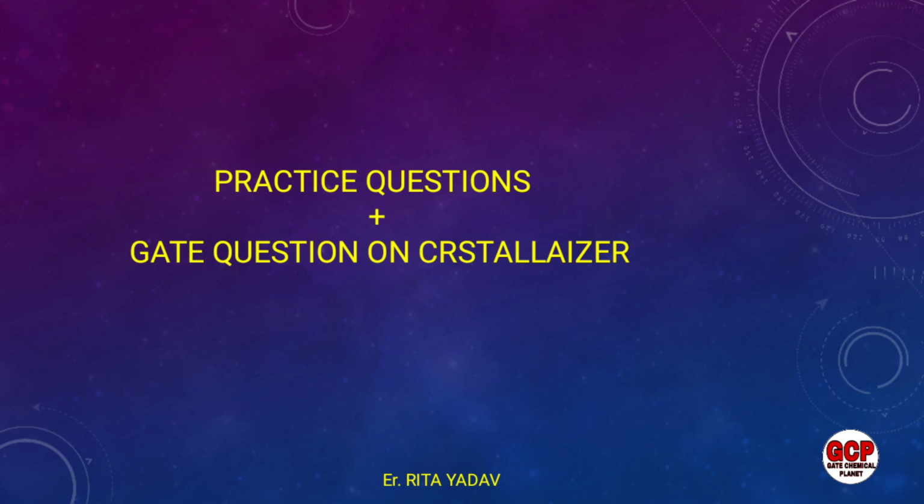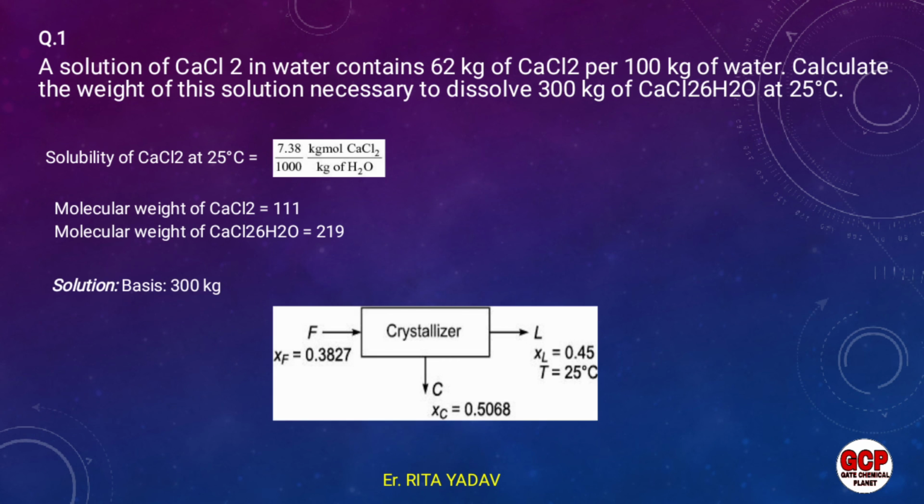Now we will see the practice questions plus the GATE questions based on this concept I explained on crystallizer. The first question is: a solution of calcium chloride, CaCl2, in water contains 62 kilograms of calcium chloride per 100 kilograms of water. Calculate the weight of this solution necessary to dissolve 300 kilograms of CaCl2·6H2O at 25 degrees Celsius. So this is the question.